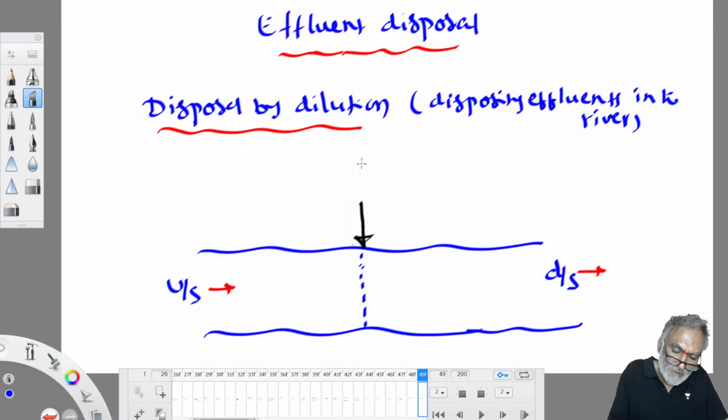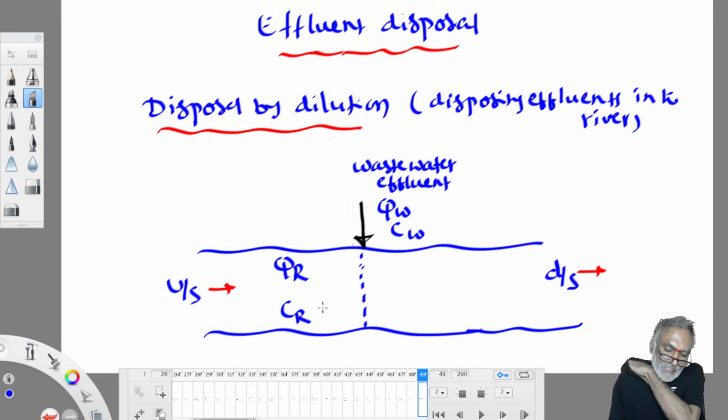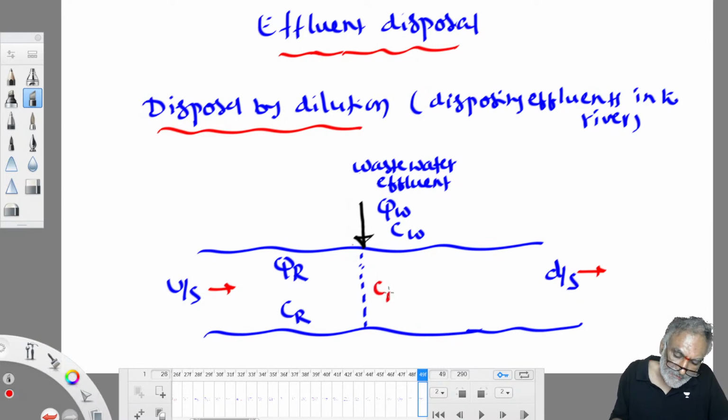So you are disposing wastewater effluent. Effluent means treated wastewater. How much amount? QW amount with pollutant concentration CW, into the river, whose upstream pollutant concentration is CR. Normally it is close to zero or little. If anybody on the upstream side further disposes, you will find a little. So after mixing these two into the water course, what happens? This becomes C mix. Exactly at the place where we dispose, concentration on the downstream side is C mix.